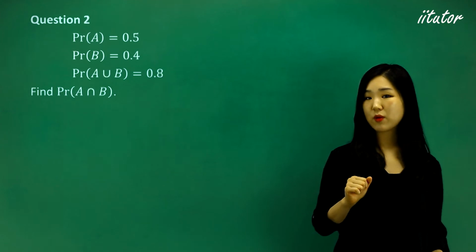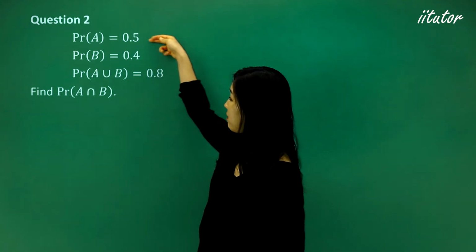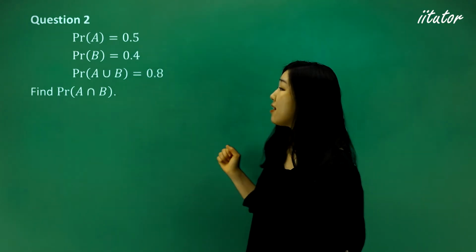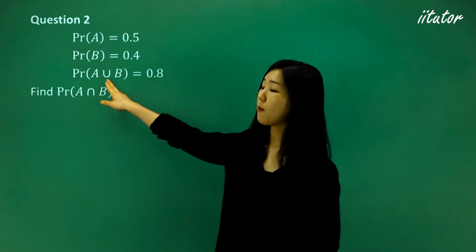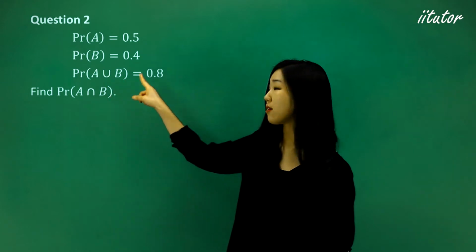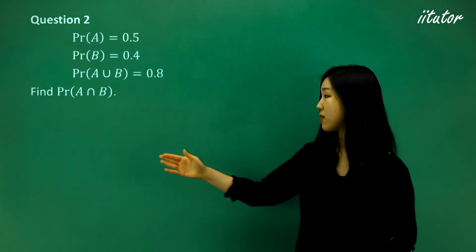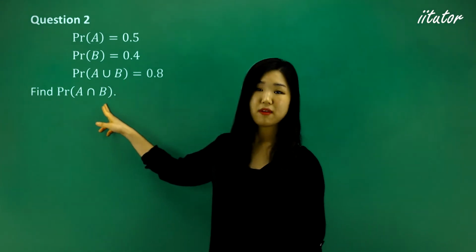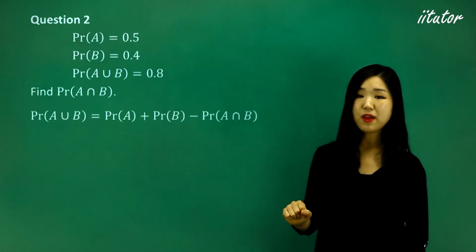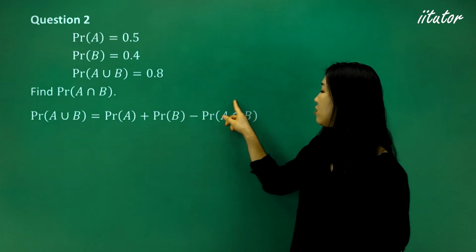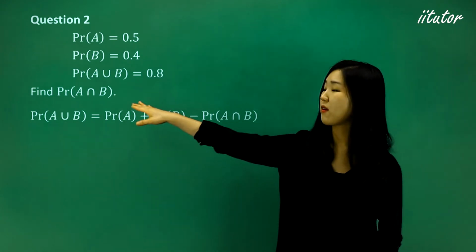Let's try another one, question 2. They give us the probability of A, they give us the probability of B. This time, instead of the probability of event A and B, they give us the probability of event A or B. So it's 0.8. And what we want this time is the probability of A and B. But again, guys, we're just going to put it straight into our formula as usual, this one here. And you can see that what we want is this one. Can you see that that's what we want? That's what they're asking us to find.